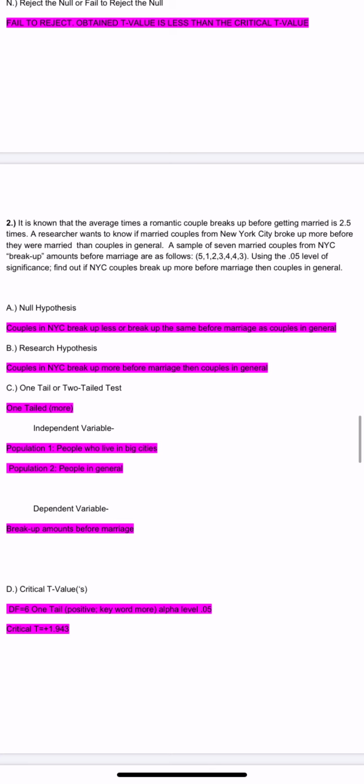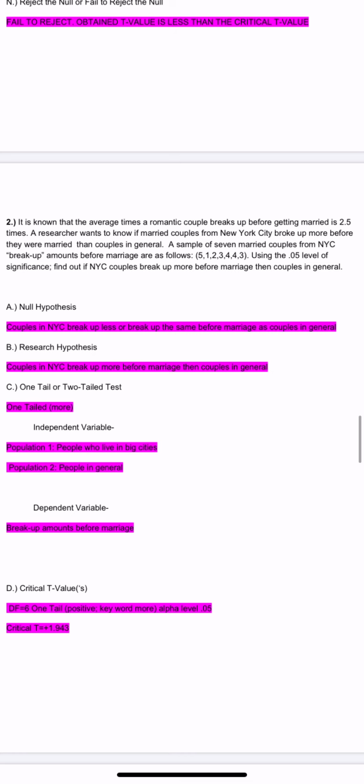So more, you see that more, it's going to be a directional hypothesis. So the null hypothesis has to state the opposite or the same. So couples in New York City break up less or break up the same before marriage as couples in general. And couples in New York City break up more before marriage than couples in general. What type of test? One-tailed test. What gives it away? More.